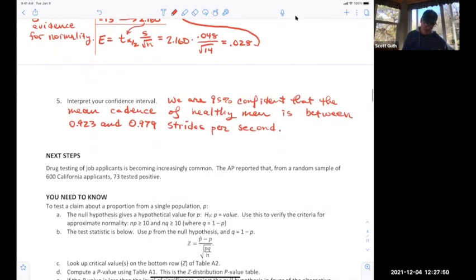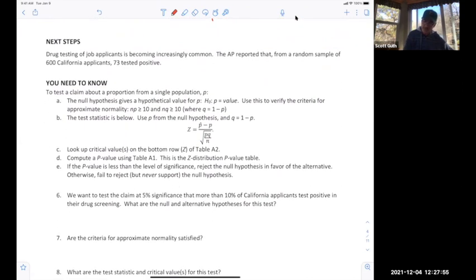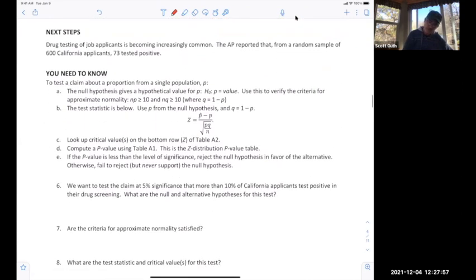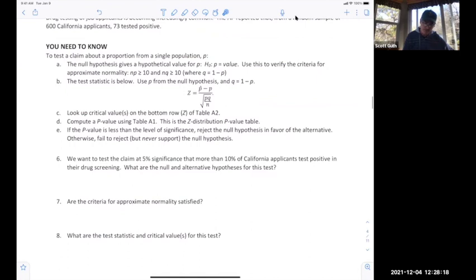Okay, so we're going to do another one here. This one looks like we're going to be looking at categorical data. It says drug testing of job applicants is becoming increasingly common. AP reports from a random sample of 600 California applicants, 73 test positive, and we're going to do a hypothesis test. We're testing a claim about a proportion from a single population.